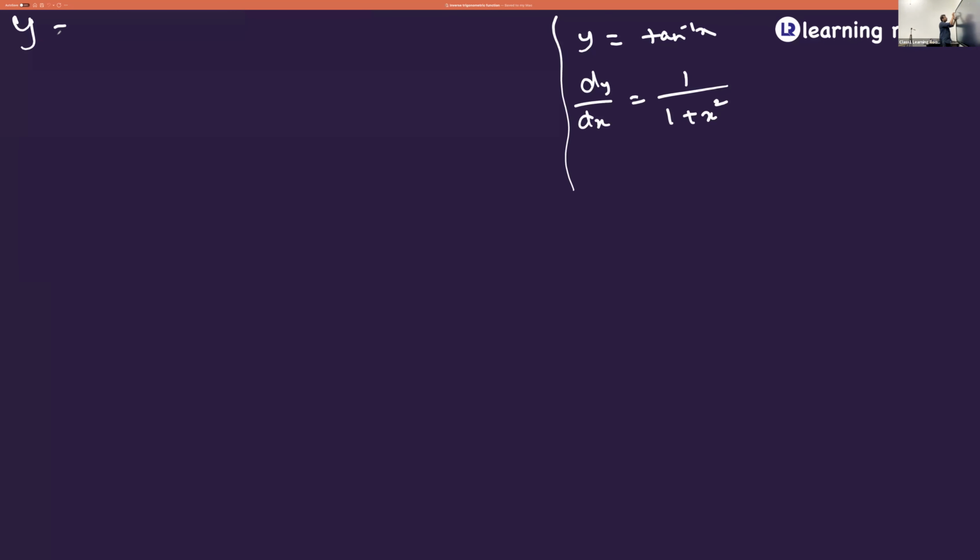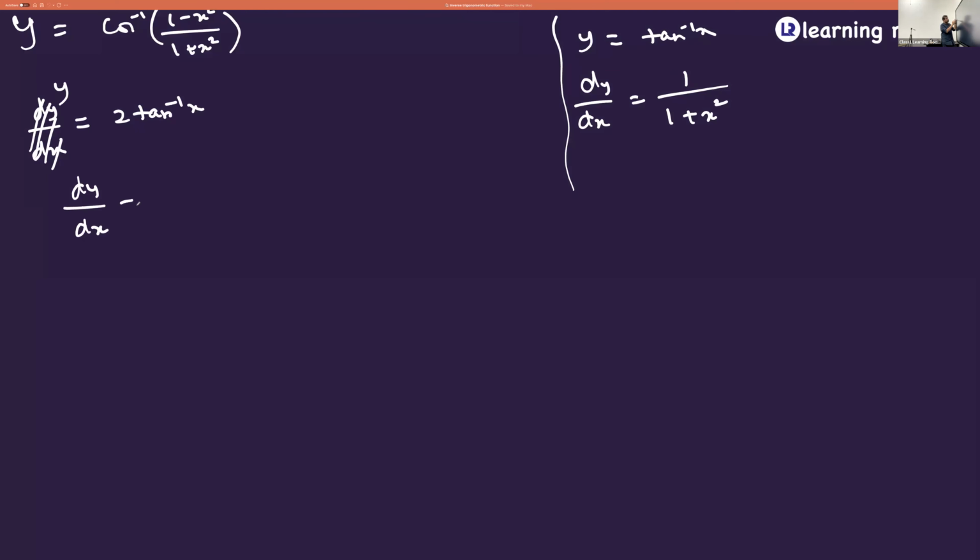If suppose they give you a question like this, y is equal to cos inverse of 1 minus x square divided by 1 plus x square, differentiate this. One way is to start with the derivative of cos inverse and apply chain rule. It will take ages. Instead, what you can do is use the property. This is nothing but 2 tan inverse x. Sorry, y is 2 tan inverse x. Then what is the value of dy by dx? 2 into derivative of tan inverse x. That's it. You can solve the problem like this. Clear with this? So like this, the properties will help you in calculus.